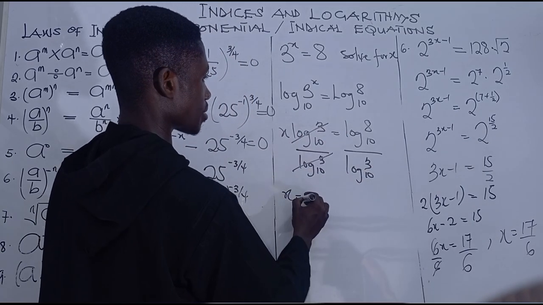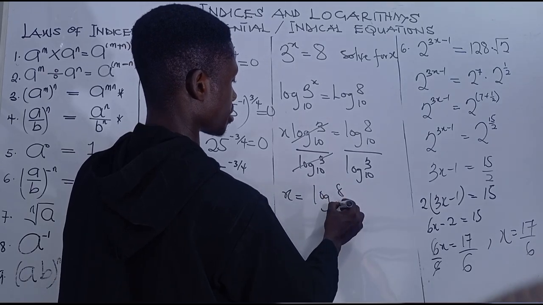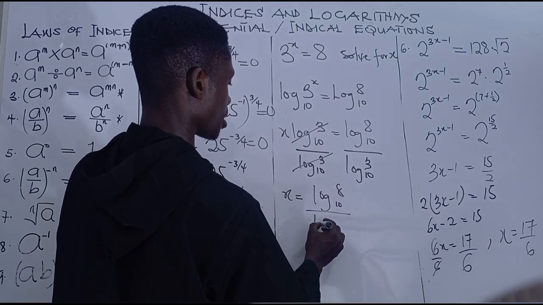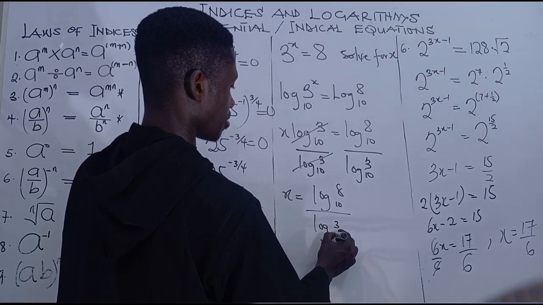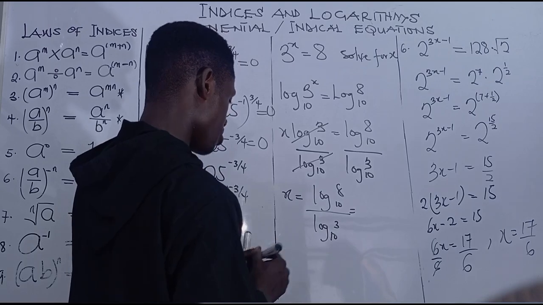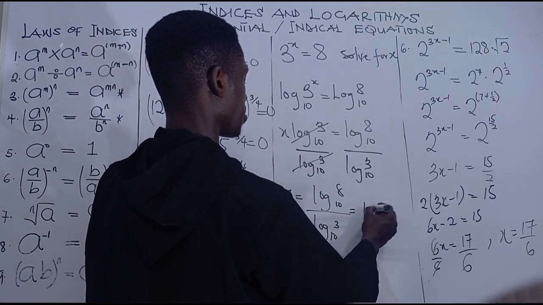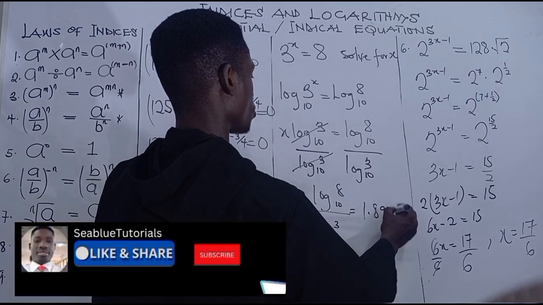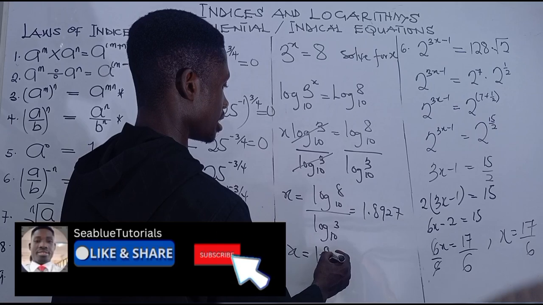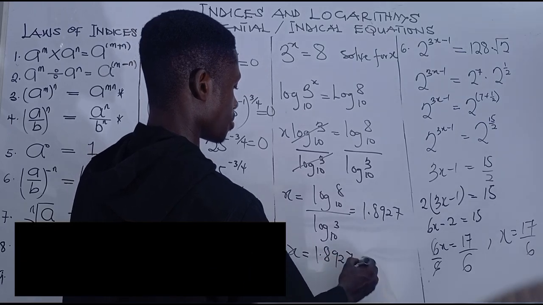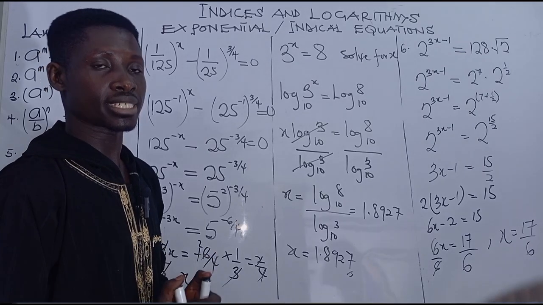We have our x is equal to log 8 to the base of 10 divided by log 3 to the base of 10. Now when you punch this on your calculator, we are going to have our x to be 1.8927. So x is equal to 1.8927, and that is the value for x.